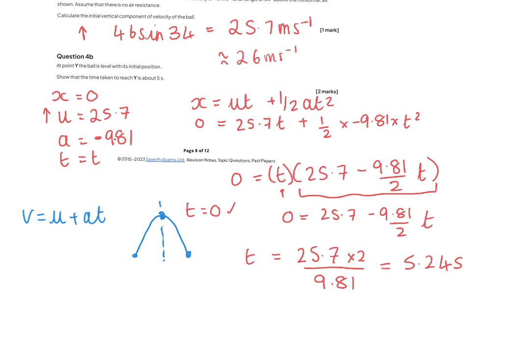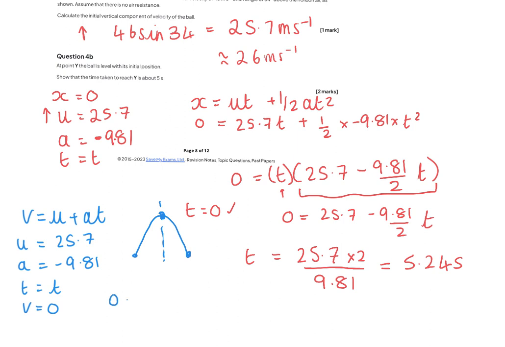So you might find this easier, you might find it harder, it's just another way. So if I write out our SUVAT again, we've got our initial velocity is the same, 25.7. Our acceleration is going to be the same, negative 9.81. We're still working out our time, but this time we know our final velocity at the top is going to be 0. So we can now put our numbers.